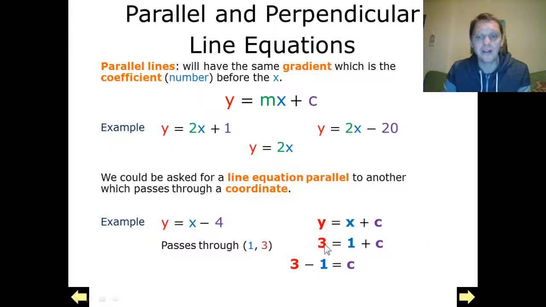Now if I subtract 1 from both sides, or for those of you that like rearranging, taking my positive 1 from the right hand side to the left hand side, it will become a negative 1. That leaves me with 3 minus 1 equals c, which gives me c equals 2. Now putting that back into the line equation, I've got y equals x plus 2. Because my 2 is positive, I put a plus 2 after my x. And that is my solution. That is my parallel line that would pass through this coordinate.